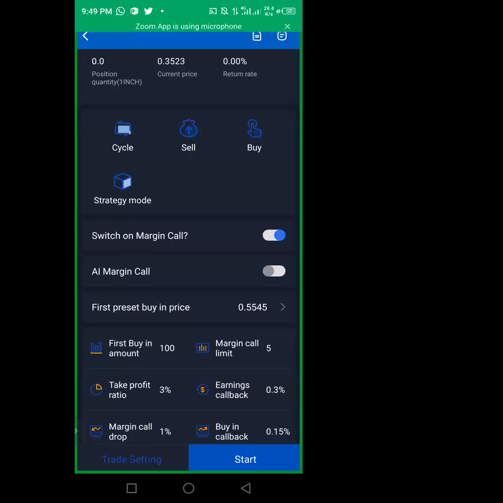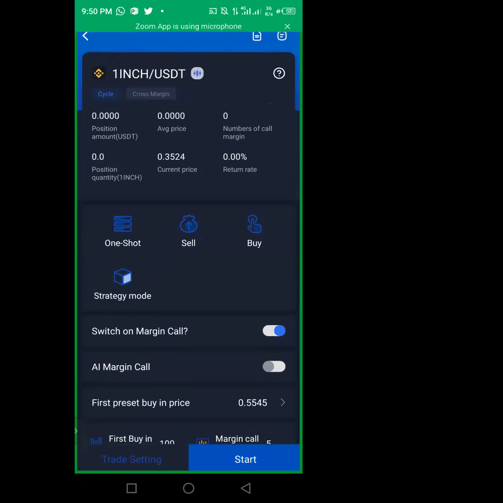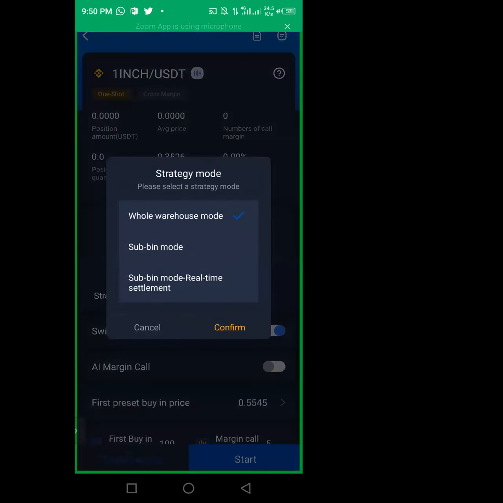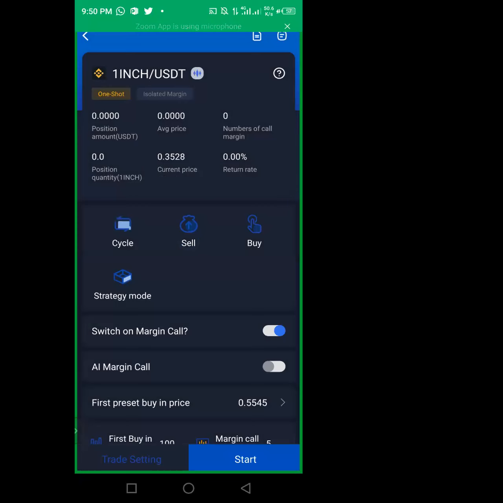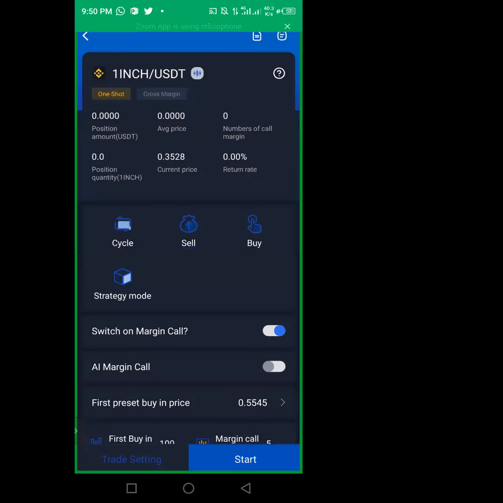So I've been able to explain the margin and the strategy modes. Then we have the trading modes, cycle or one shot. You can see, if I want cycle, I'll click cycle, and up here it changes to cycle. If I want one shot, I'll click one shot, and up here it changes to one shot. If I'm trading on sub-bin real-time settlement mode and I confirm, up here it changes to isolated margin. If I'm trading on whole position, whole warehouse mode, and confirm, look up here, it will be cross margin.